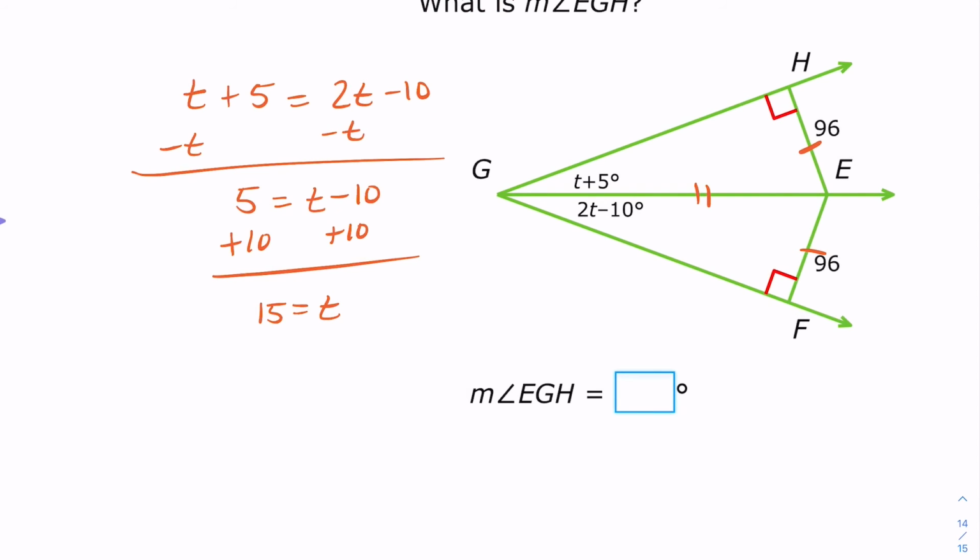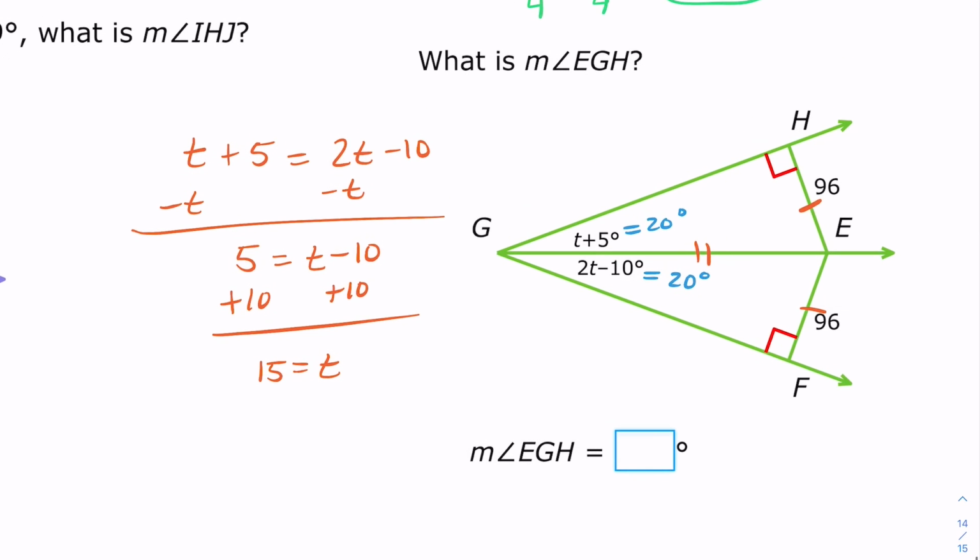And what I want to do now is I want to put T back in. Let me evaluate T. So 15 plus 5 is 20. We get 15 times 2 is 30. 30 minus 10 is 20. And it was asking me to find EGH. EGH. So I have found by evaluating that I get the answer 20.